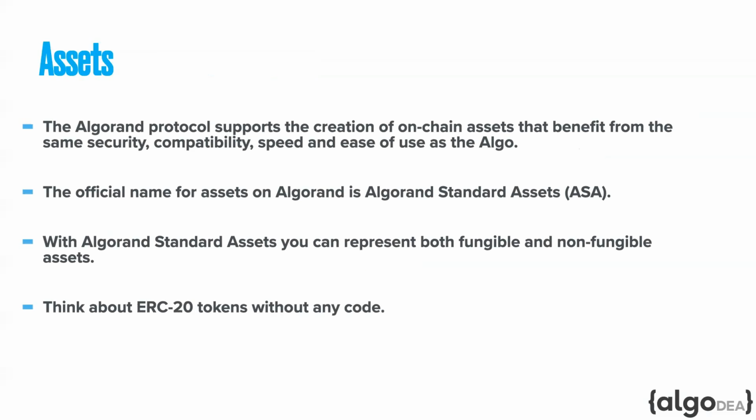The Algorand protocol supports the creation of on-chain assets that benefit from the same security, compatibility, speed, and ease of use as the algo. The official name of assets on Algorand is Algorand Standard Assets. With Algorand Standard Assets, you can represent both fungible and non-fungible assets. You can think about Algorand assets as similar to ERC20 tokens without any code.